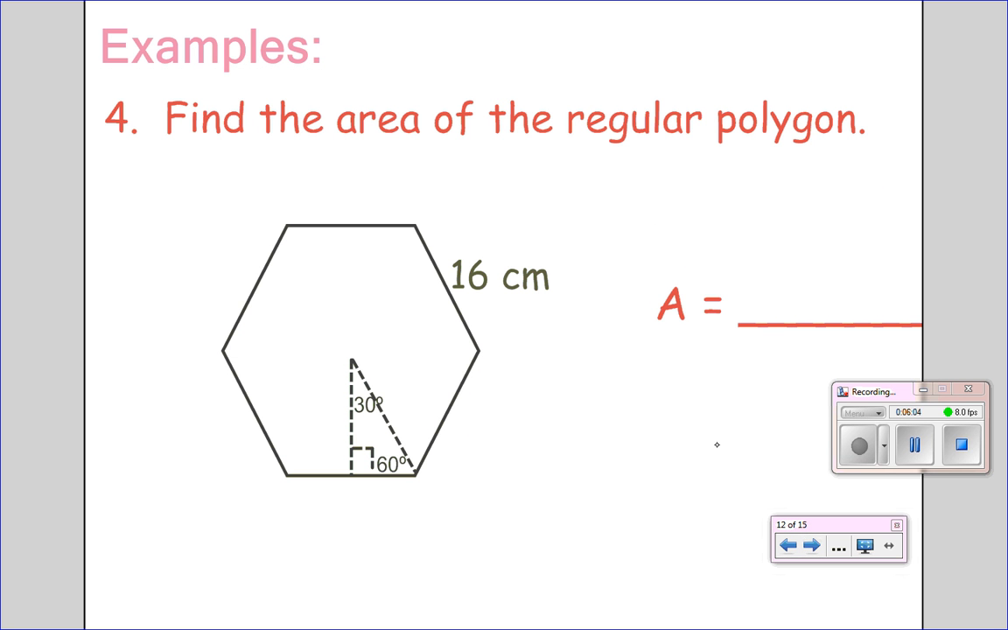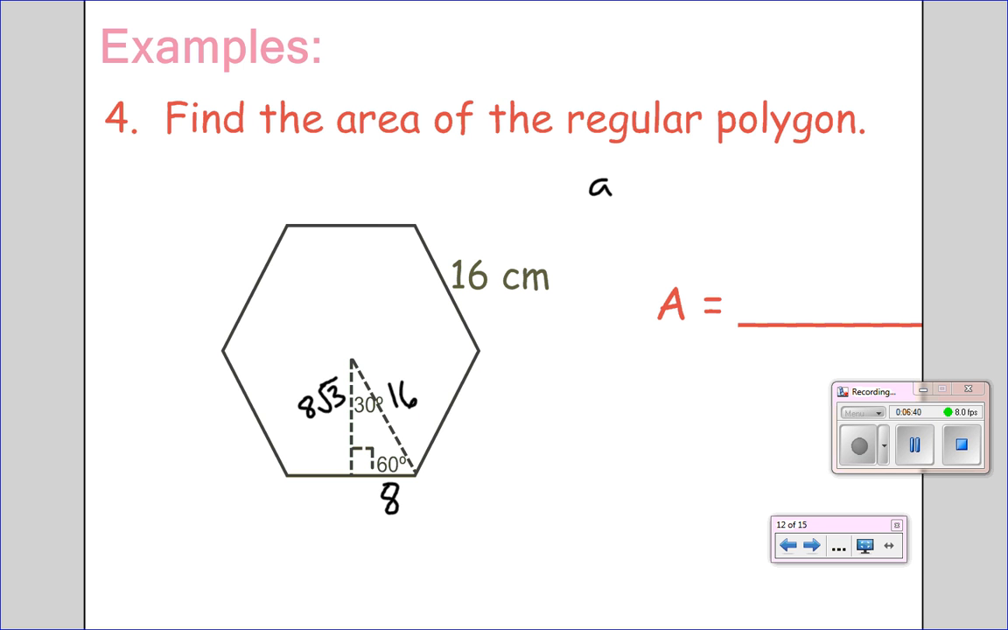So let's try one out here. Find the area of the regular polygon. Now, I actually didn't have to label these angles, so you're going to see lots of times these angles aren't even labeled for you. You're going to have to know that a 60 goes there and a 30 goes there. So if each side is 16, we cut this side in half and we get 8. Now, that's the 30 side. How do you go from the 30 to the 60? Times root 3, so 8 root 3. And if I wanted my radius, it would be 8 times 2, which is 16. So it is an interesting note that the radius and the sides are congruent for a regular hexagon.